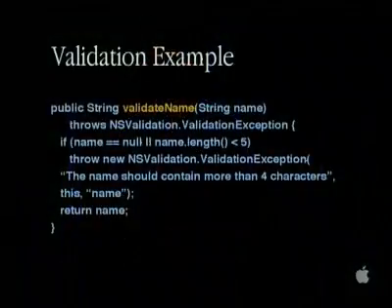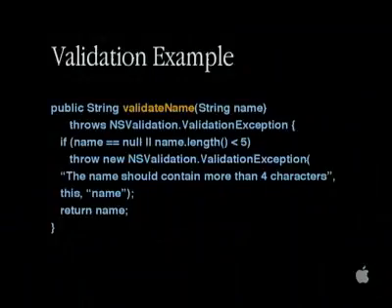Here's a validation example. If you have a key name, then you might write a method. In this case, we're taking a string and returning a string. If something goes wrong, then we want to throw an exception. And our framework is looking for that exception. It's an NS validation exception. In this case, it's very simple. We're just saying we want the length of the name to be greater than 4. We'll throw if it's not. Otherwise, we'll just return the name. But you might do something more sophisticated.